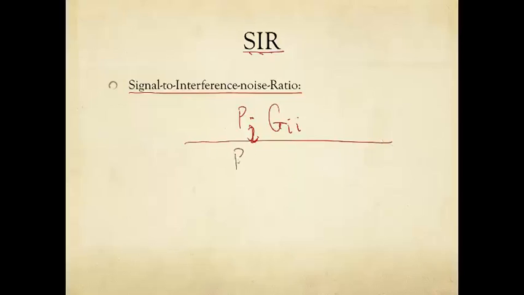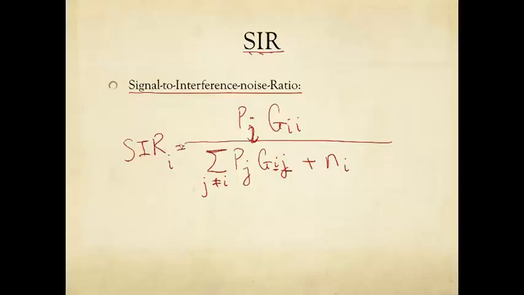That is P sub j times G_ij, from the jth transmitter to the same common ith receiver. And there are many of such j's not equal to I. Plus, at the ith receiver, there's usually some noise term, n sub I. This is what we call the SIR associated with the ith user.